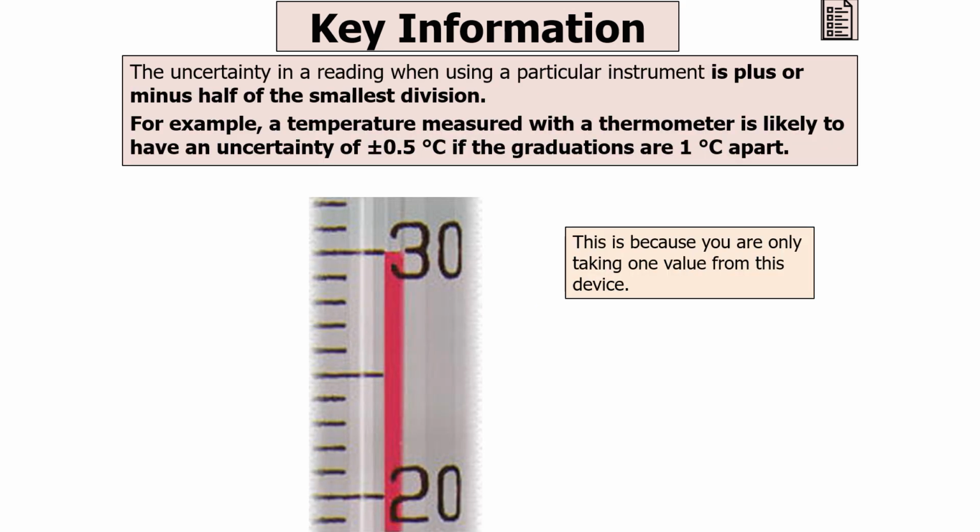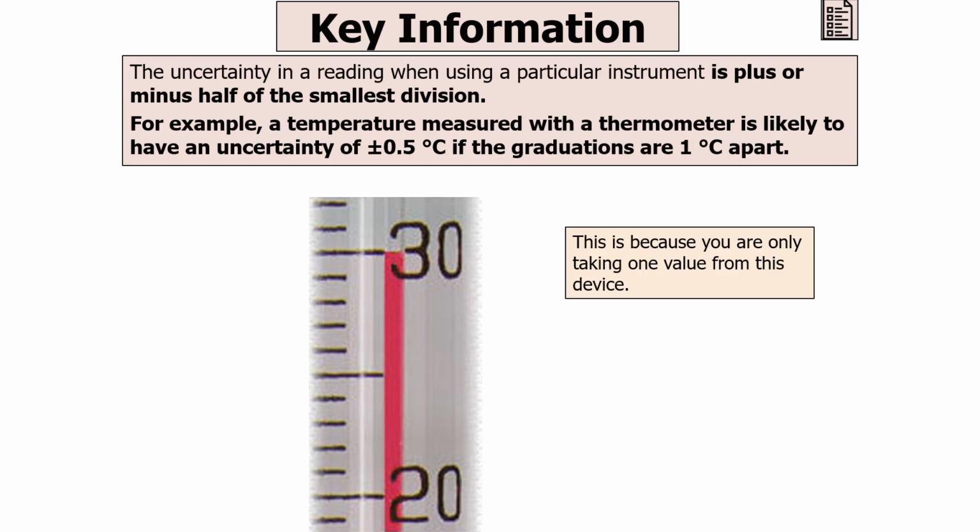Now, the uncertainty in a reading when using a particular instrument is plus or minus half of the smallest division. So, for example, a temperature measured with a thermometer is likely to have an uncertainty of plus or minus 0.5 degrees Celsius if the graduations are 1 degree apart.